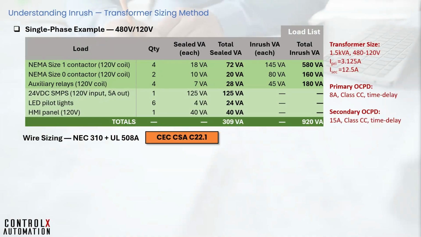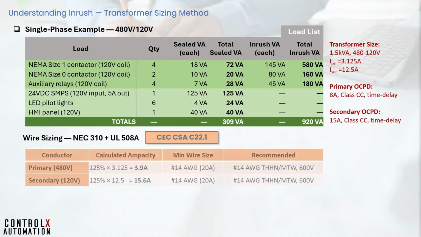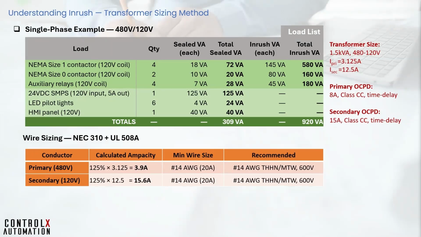Canadian viewers must reference the CEC, or Canadian Electric Code, CSA C22.1. Per NEC 310 and UL 508A, conductors must be sized at minimum 125% of continuous current, since all transformer loads are considered continuous. This table summarizes the calculated ampacities for conductor sizing and the appropriate wire gauge for both the transformer primary and secondary circuits.